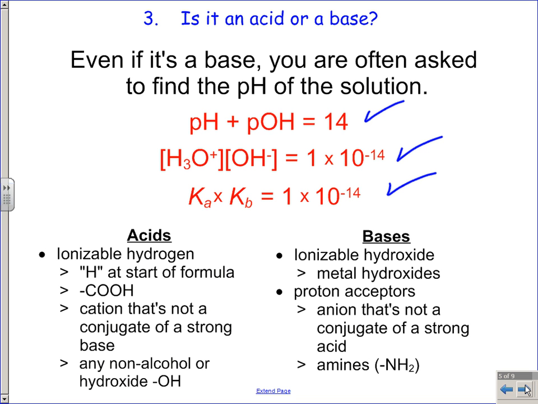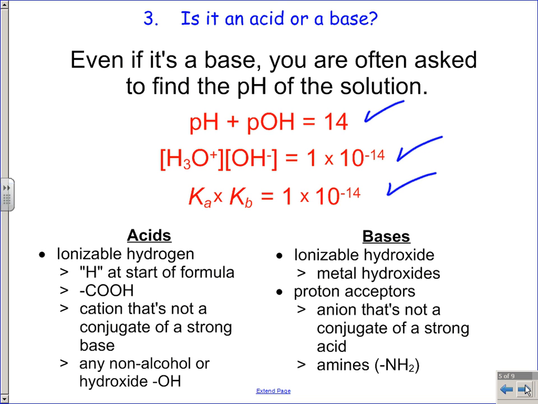Next thing related to is it an acid or base. When you've got a formula, if it doesn't clearly say whether it's an acid or base, then you sometimes need to know how it's going to react when you throw it in water. Now, for acids, really what you're looking for is ionizable hydrogen. So does the formula start with hydrogen? That's often a dead giveaway that you have ionizable hydrogen.